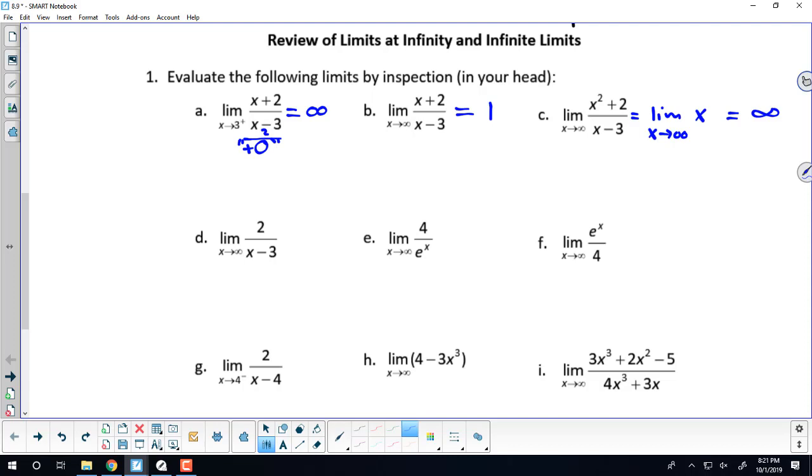How about D? 0. Numerator's fixed, the denominator's getting larger and larger, so your quotient gets smaller and smaller. Example E. 0, again, numerator's fixed, denominator's getting larger and larger, quotient's getting smaller and smaller. F. Infinity.